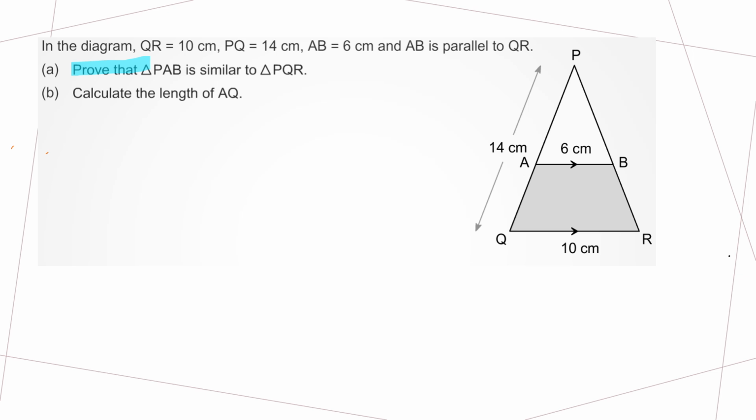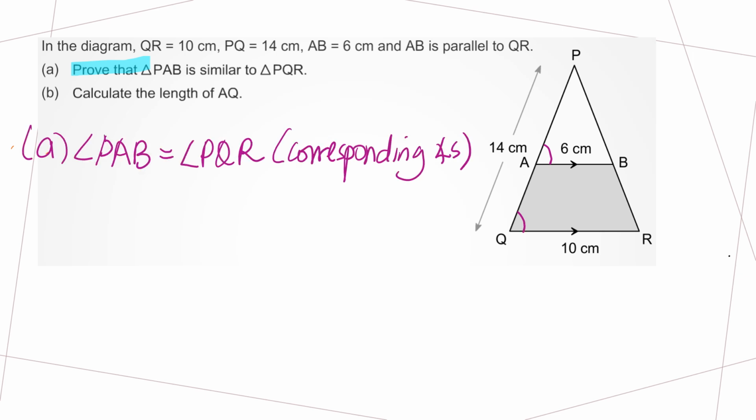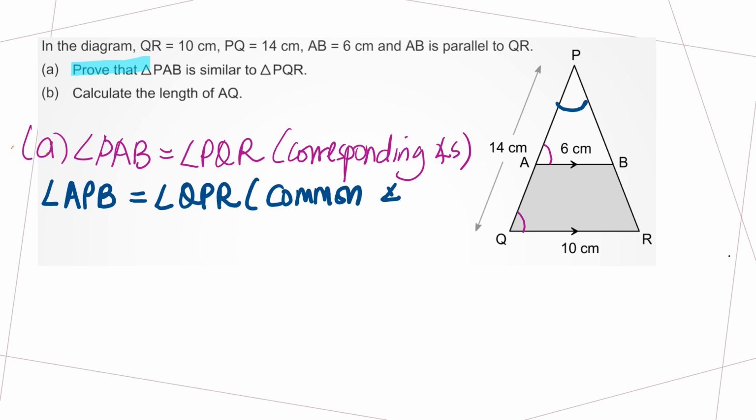Okay, remember the parallel lines I told you? So we'll be using what kind of angle property? You can't see any Z sign there. There's no interior angle, so obviously we have to rely on corresponding angle. Okay, so angle PAB is equal to angle PQR, corresponding angle. And we have a common angle there: angle APB is equal to angle QPR. When you say common angle, it means I have it, you also have it. So it happens in APB, it also happens in QPR. So that's what I mean by common.